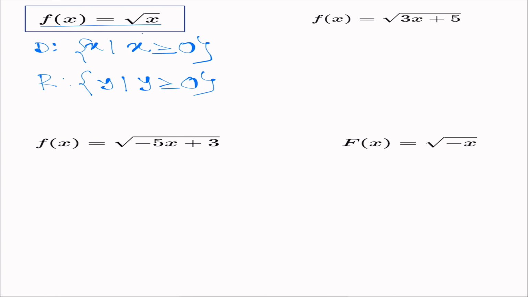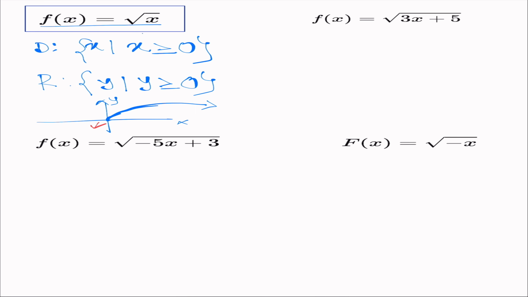Because when you draw the function, you get something like this, right? So that means if we look at it, the x values are all the numbers which are more than or equal to 0, right? And y also never goes under 0, okay, for the root function. Okay, let's do another one now.